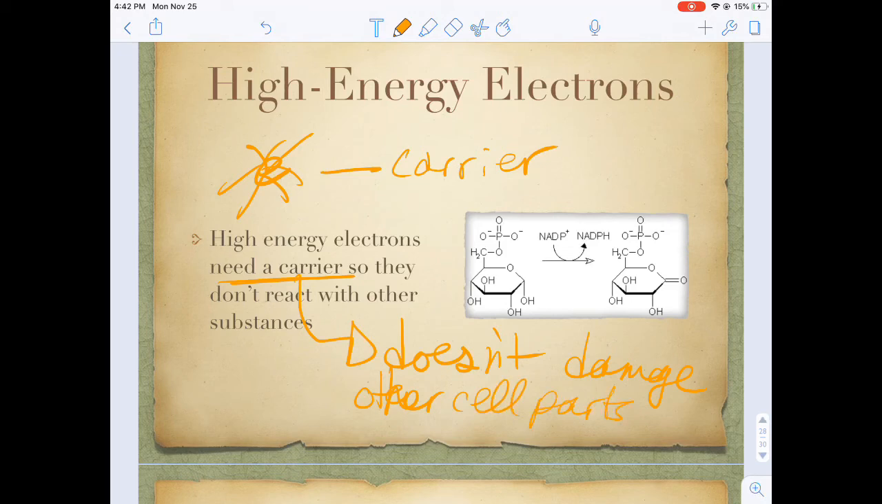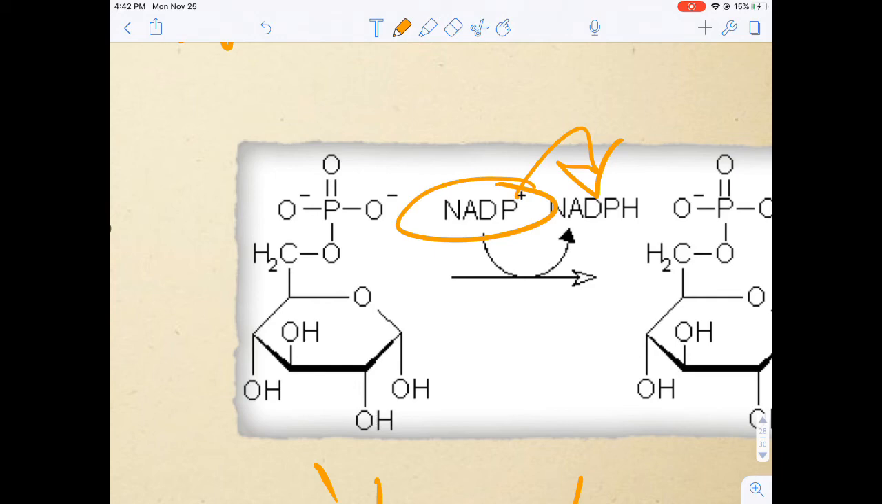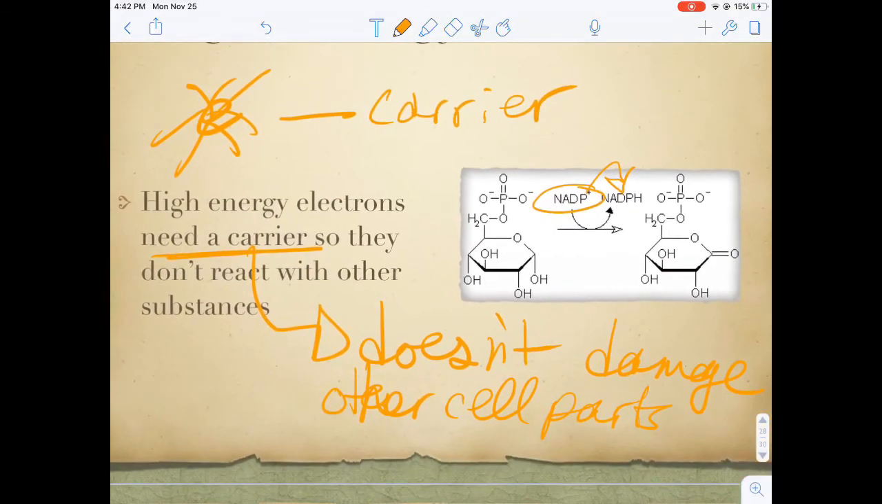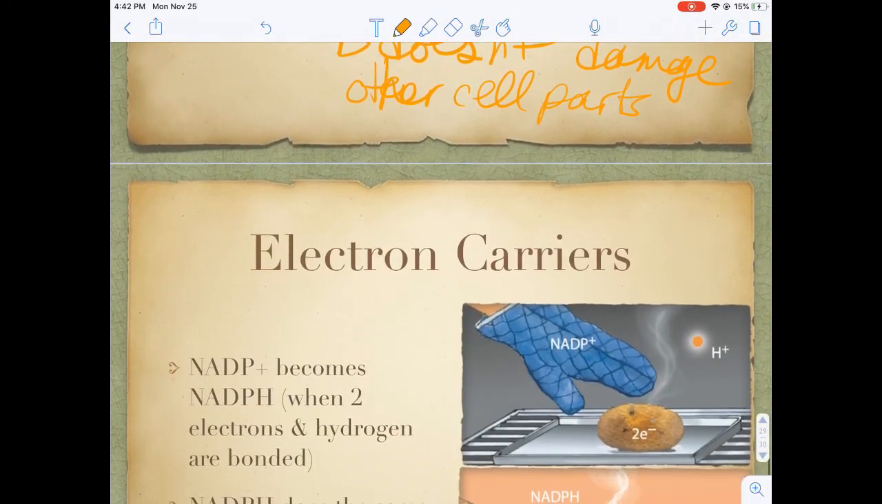All right, so the electron carrier that plants use in photosynthesis is something called NADP+. And when it has this extra electron, it becomes NADPH. Remember, an electron has a negative charge. So when we add that electron on, we make it a neutral molecule.